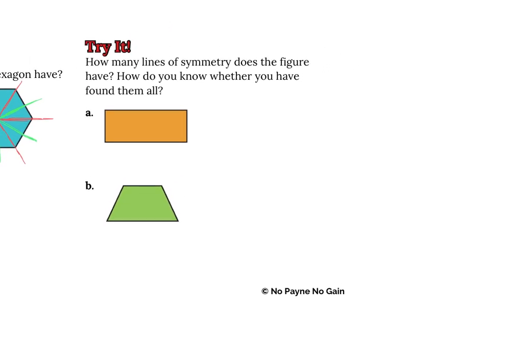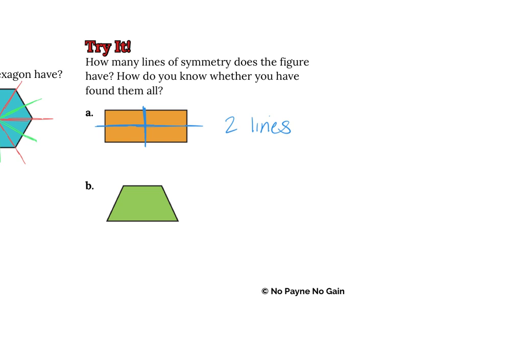Okay. How many lines of symmetry does the figure have? And how do we know when we've found them all? Okay, so this rectangle, I have a line of symmetry horizontally and vertically, so there's only 2 lines. I can't have a diagonal line because if I reflect that, it's going to reflect down this direction. Yeah, that's not even going to work. Okay, so I can't reflect it diagonally.